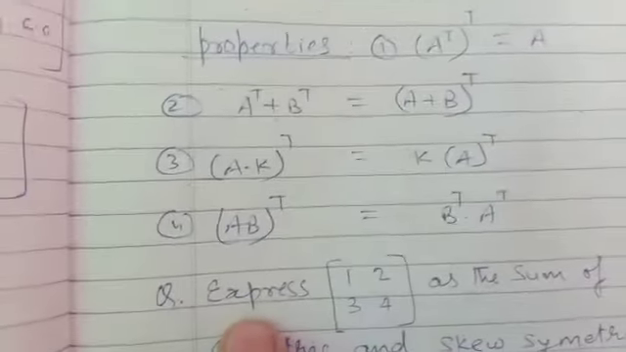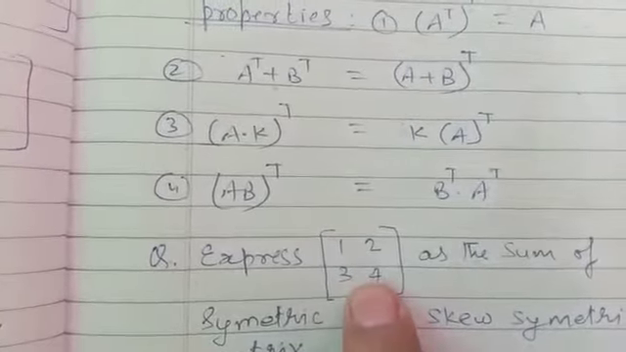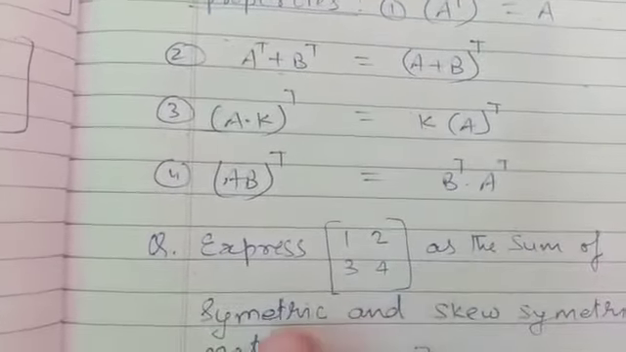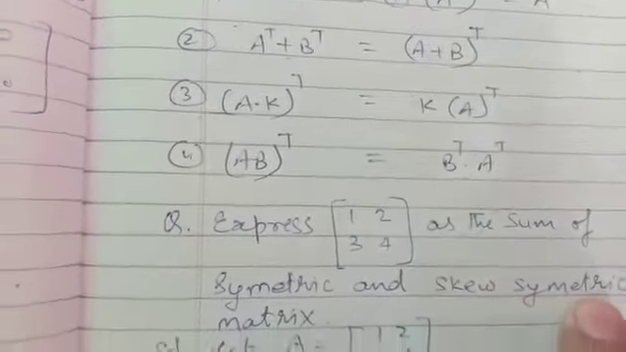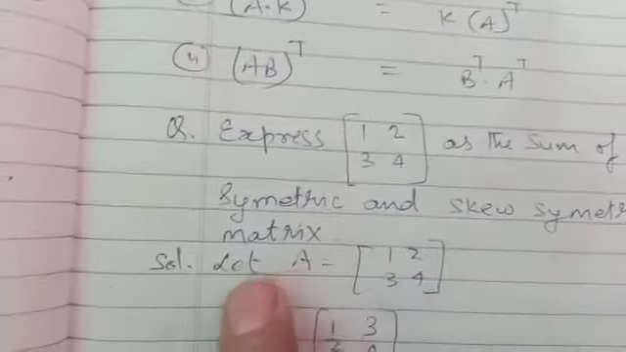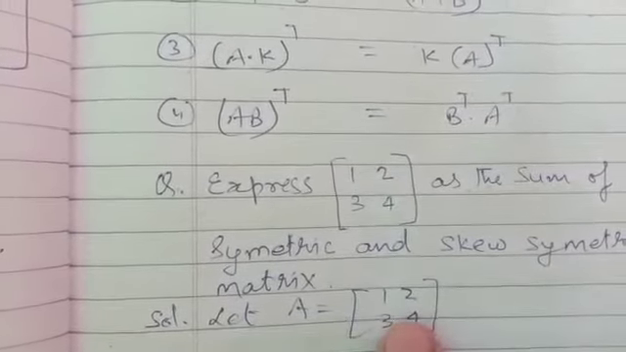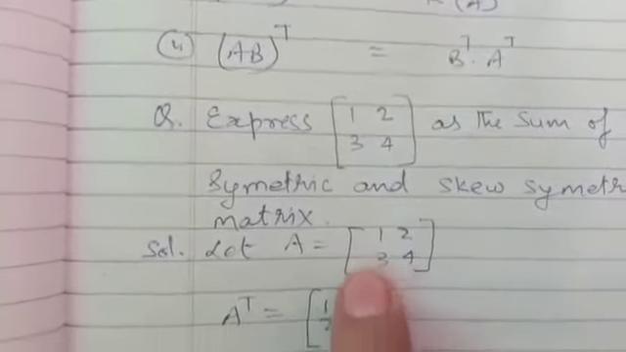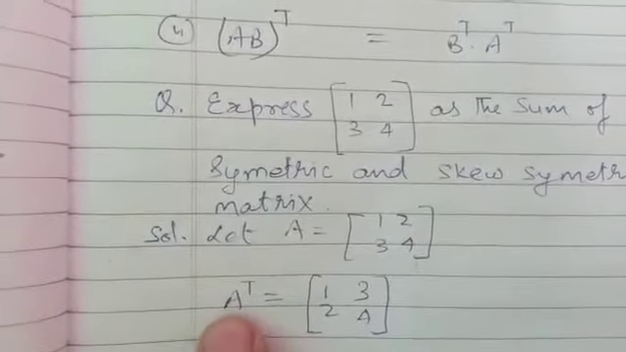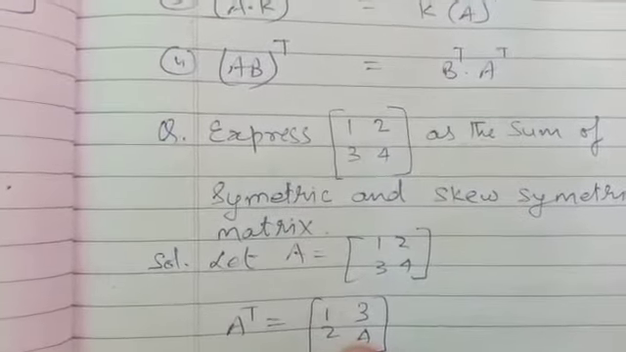Now question based on this topic is: express this matrix as the sum of symmetric and skew symmetric matrix. So this is the procedure. Let us consider this matrix as A matrix. First step is do the transpose of this. So here is the transpose.